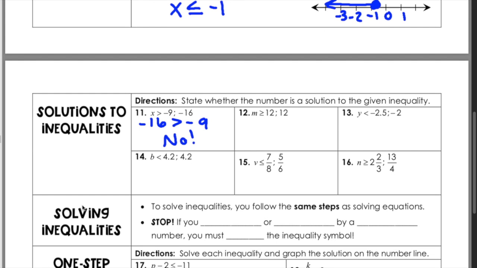Let's look at number 12. It says n is greater than or equal to 12. And we're plugging in 12 for n. Is 12 greater than or equal to 12? Yes, 12 is equal to 12. So yes, this is a solution to the inequality.